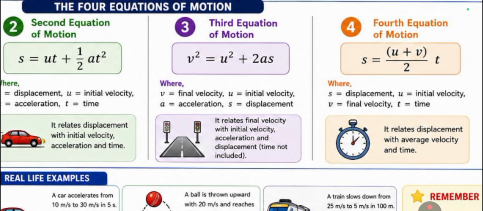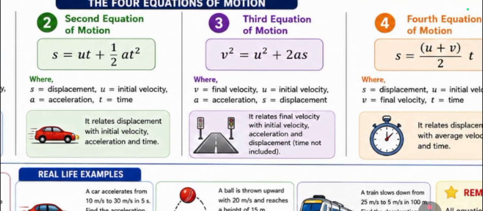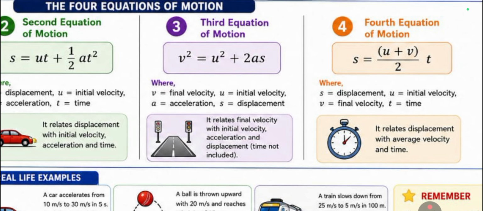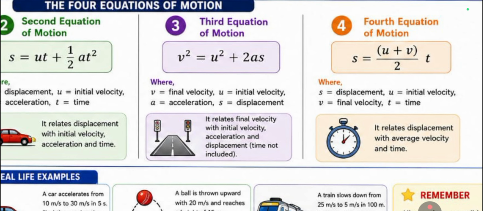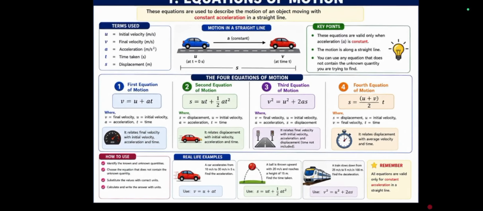Here a fourth equation is also given. In this, the distance or displacement s is equal to u plus v by 2 into t. Here s is equal to displacement, u is equal to initial velocity, v is equal to final velocity, t is equal to time. It relates displacement with average velocity and time. So here we have to find the displacement. The formula is the average velocity into time. Okay, these are the equations of motion.